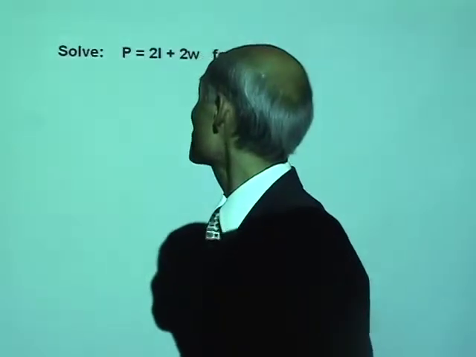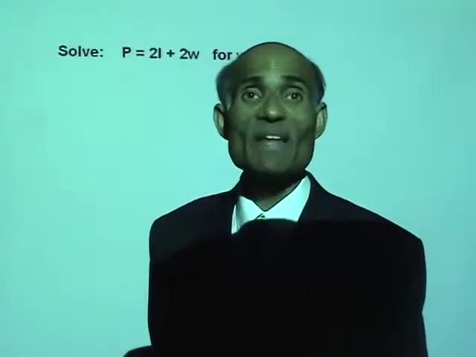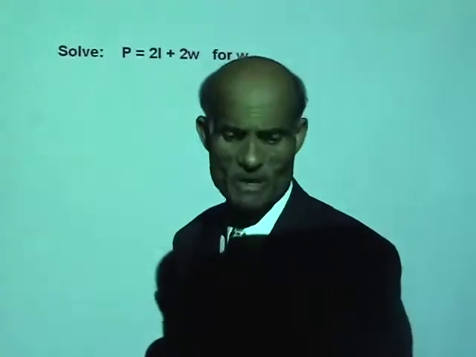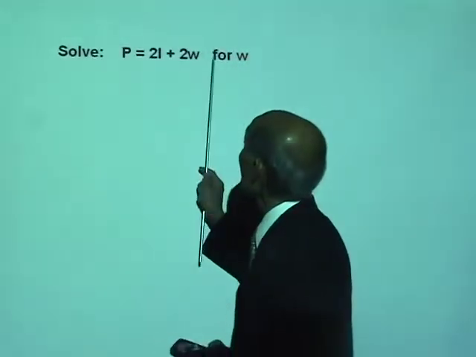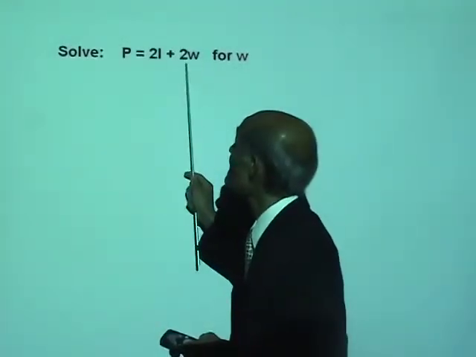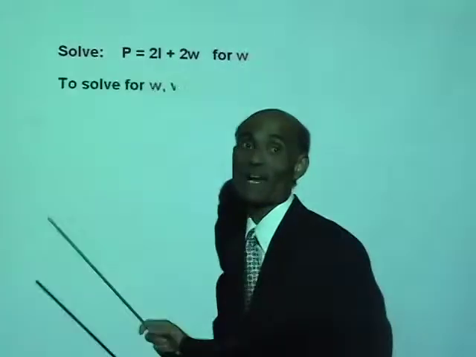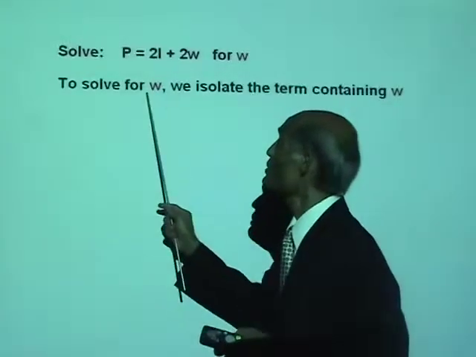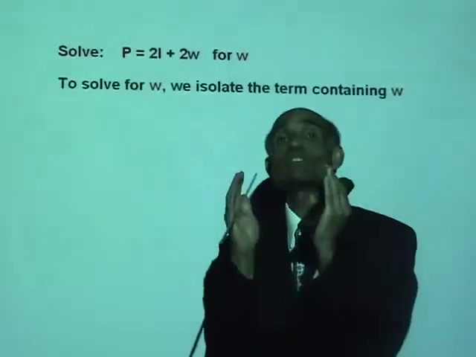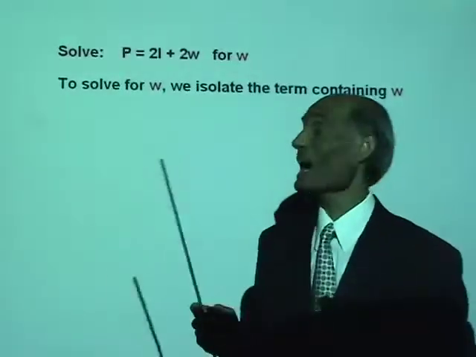P equal to 2L plus 2W, and we need to solve that for W. Okay, what is the method? We need to solve for W. So obviously we isolate the term containing W by moving the other terms to the other side. To solve for W, we isolate the term containing W, leave it alone on one side, and move the other terms to the other side.